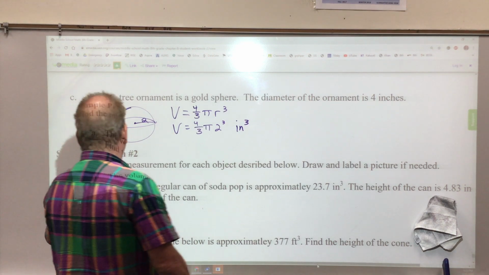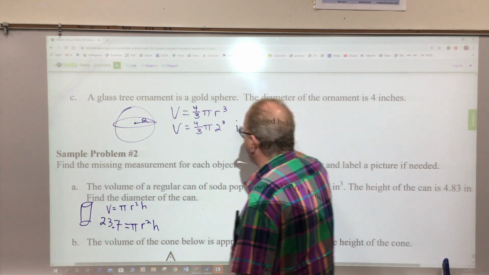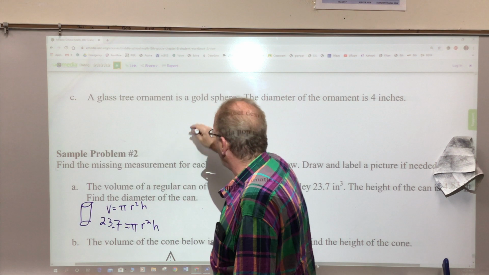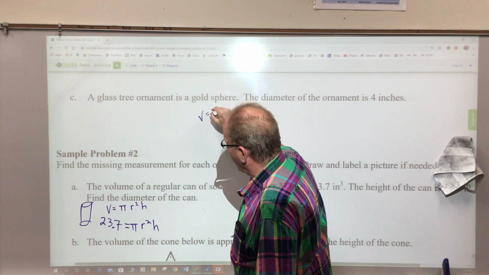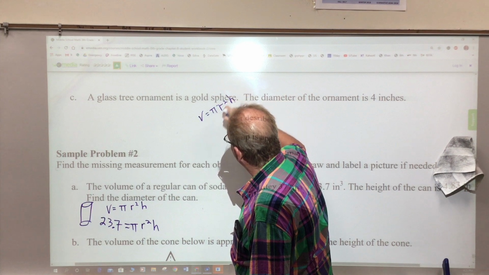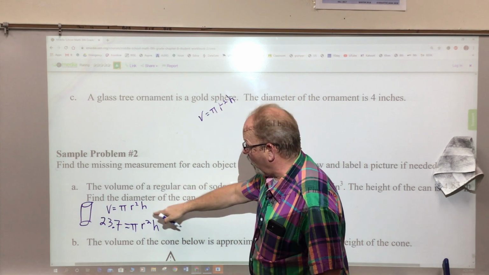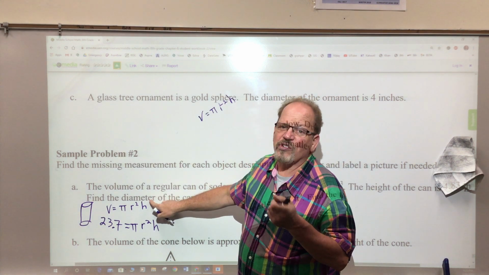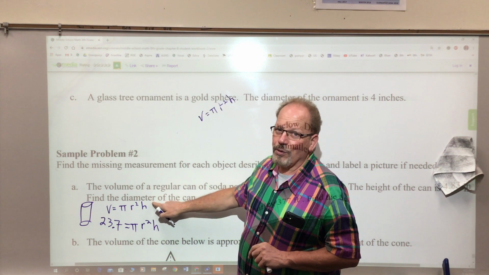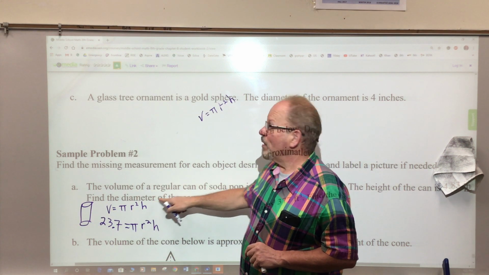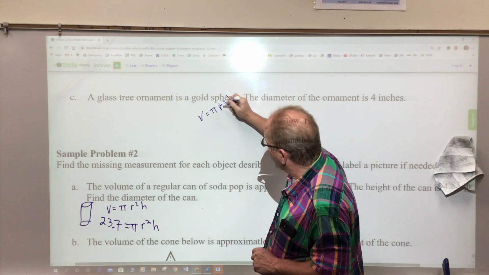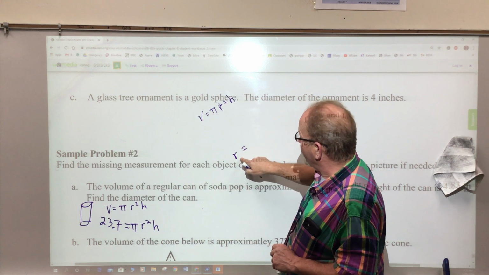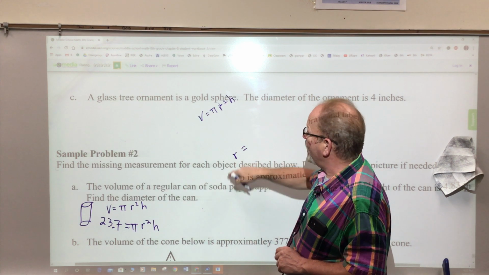Now, I can take that formula and solve it before I do this problem. That makes it easier. If I take this formula, I'm just going to do it up here. V equals pi r squared h. And I know I've got to find r for this question. I know it says diameter. Diameter is 2 times the radius, right? So if I know the radius, I know the diameter. So if I take the formula and I solve it and I get it to say r equals, then I can put my numbers into that new formula and get the answer.